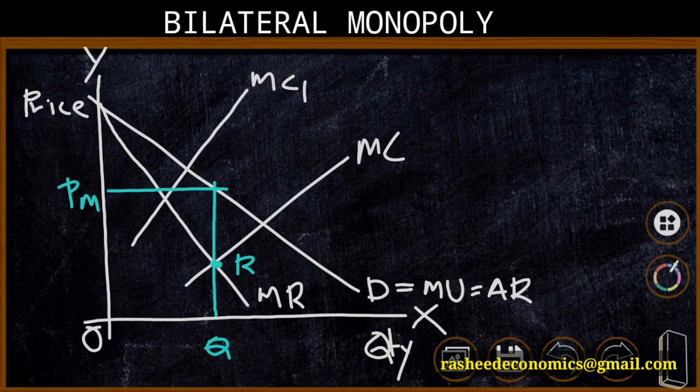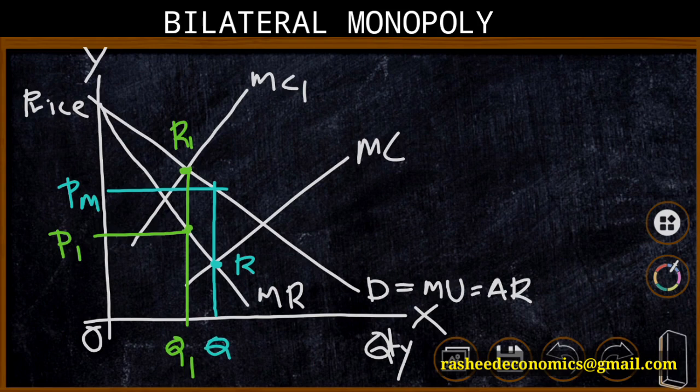But if the monopsonist, if the buyer is having more power, the viewpoint of the buyer in case of marginal cost is MC1. The buyer thinks that marginal cost of the firm is MC1. And therefore he identifies equilibrium at a point where MC1 is equal to MU. Such a point is identified at R1 and the equilibrium quantity as per the monopsonist is OQ1 and price charged will be equal to OP1.